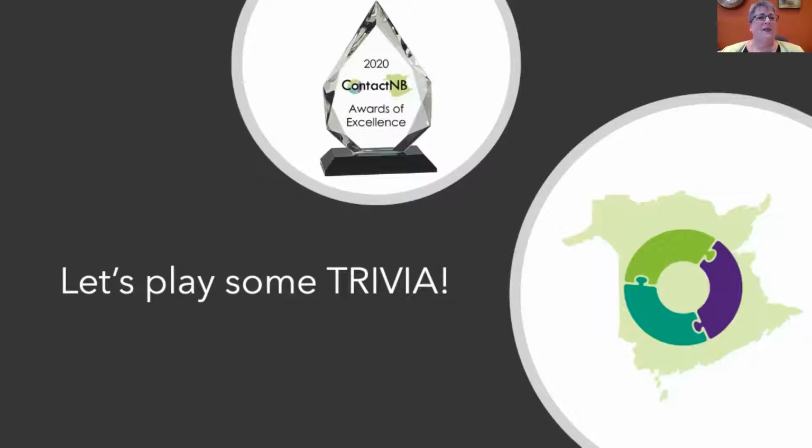Okay, question number 3. This New Brunswick River is known to be one of the best rivers in the world for salmon fishing. Is it A, Miramichi, B, St. John, C, the Nashwauk River, or D, the Restigouche River? We'll close it in 5, 4, 3, 2, 1. Okay, most of you answered the Miramichi River, 60%, and you would be absolutely right.